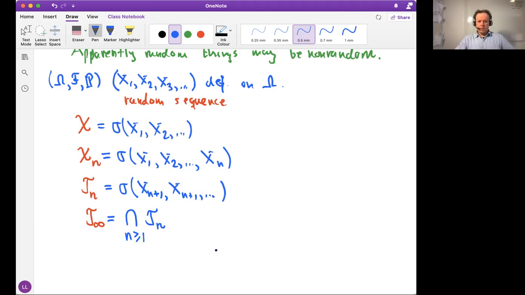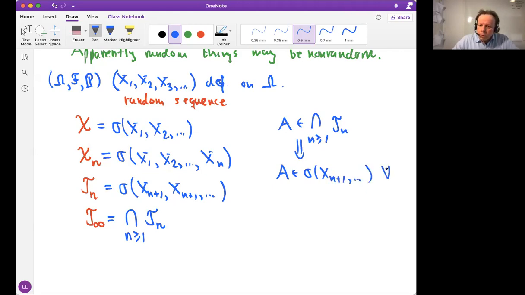Okay. So now imagine you pick a set A which belongs to the intersection of the Tn. What does it mean then? Then A belongs to sigma n plus 1, from that onwards, for all n.